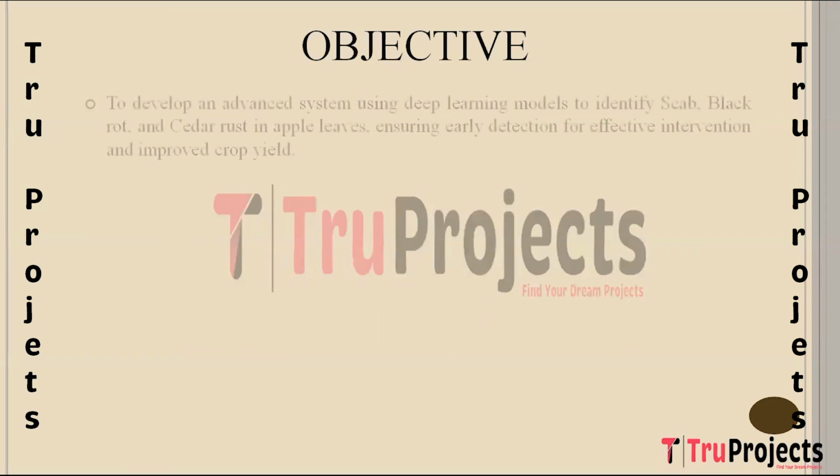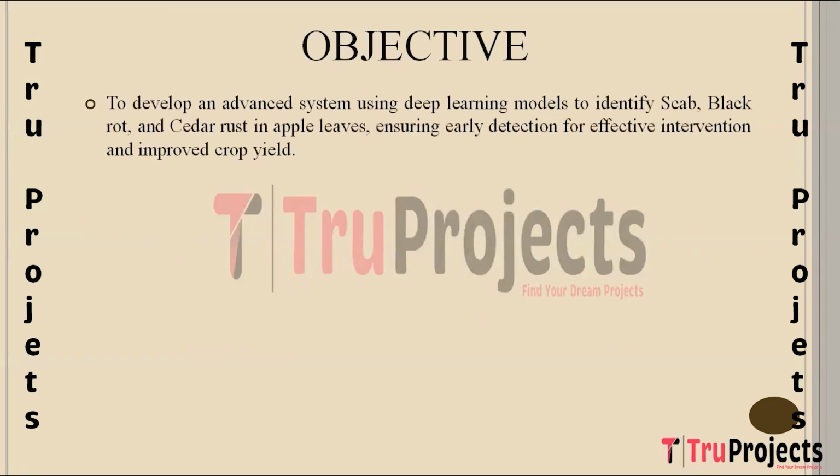Objective of the project. So, as I mentioned earlier, the objective is to develop and implement an advanced system leveraging deep learning models to revolutionize the identification of diseases in apple plants, particularly focusing on scab, black rot, and cedar rust in apple leaves, ensuring early and accurate detection for effective intervention and enhanced crop yield.